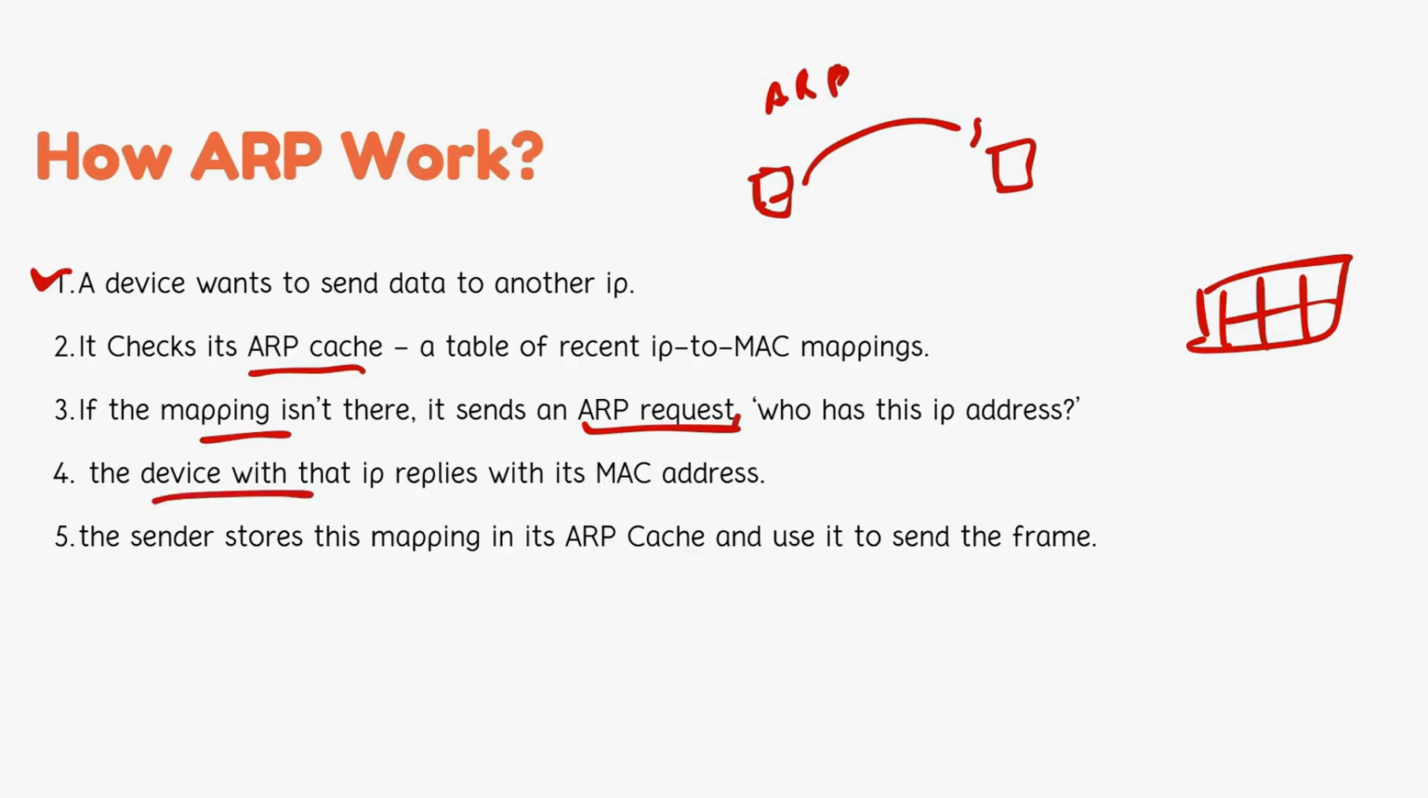Then the device with that IP replies with its MAC address. So the ARP reply will carry the IP address with its MAC address. Now this device stores this mapping in its ARP cache and it will use it to send the frame.